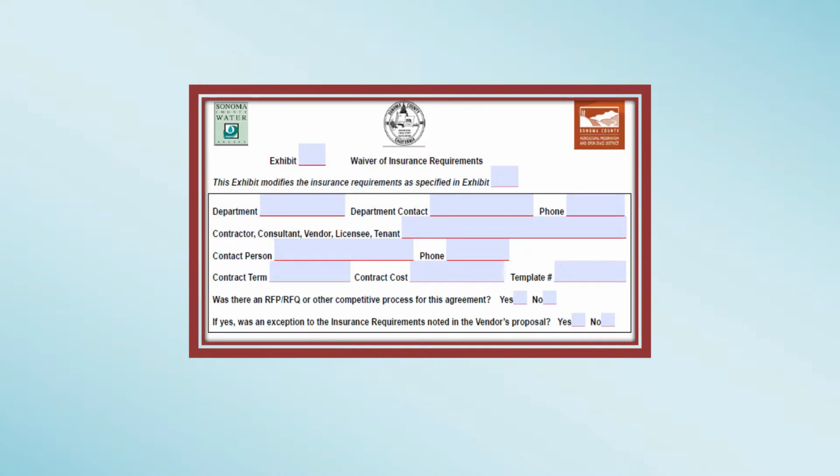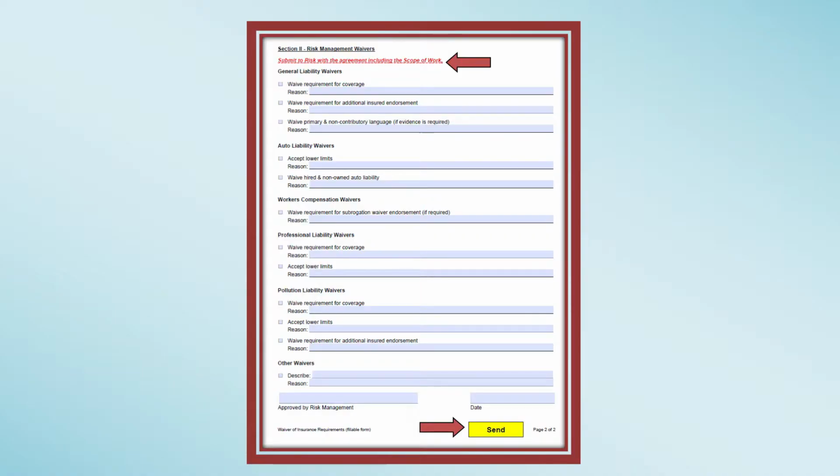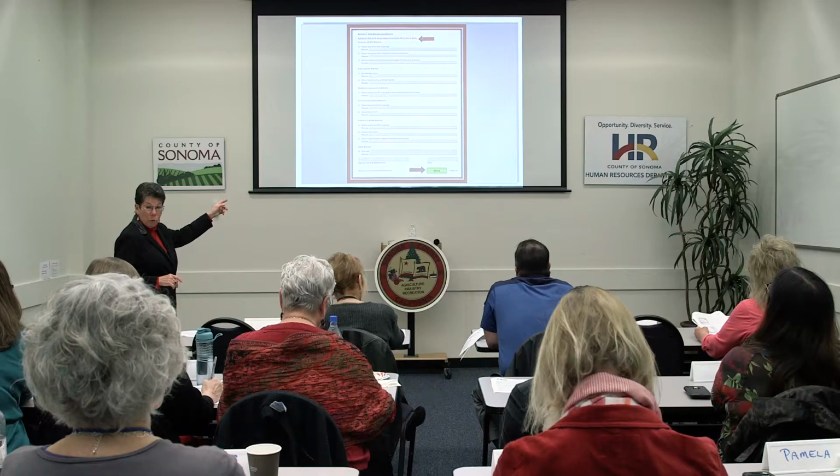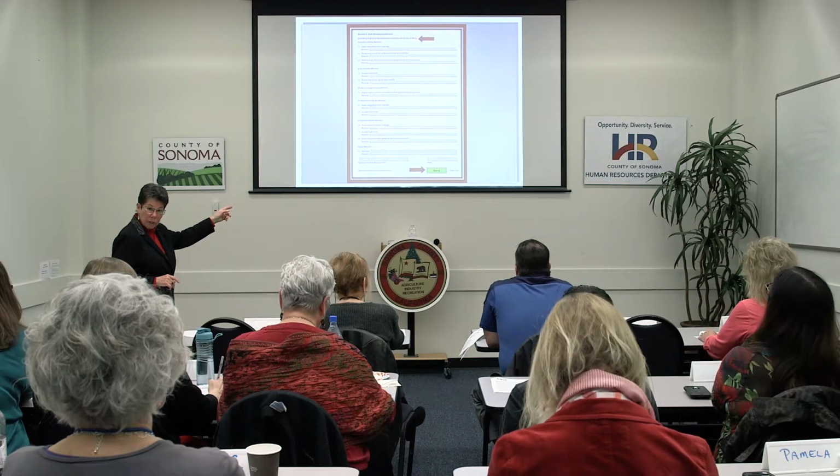Now, the other kind of waiver is the risk management waiver, and that's the one that you may still get a waiver, but it is subject to approval by risk management and requires a risk management signature. So you download the same waiver form and you fill out the same heading box on page 1, but then you go down to page 2 and you check off what kind of waiver you want and give us a reason.